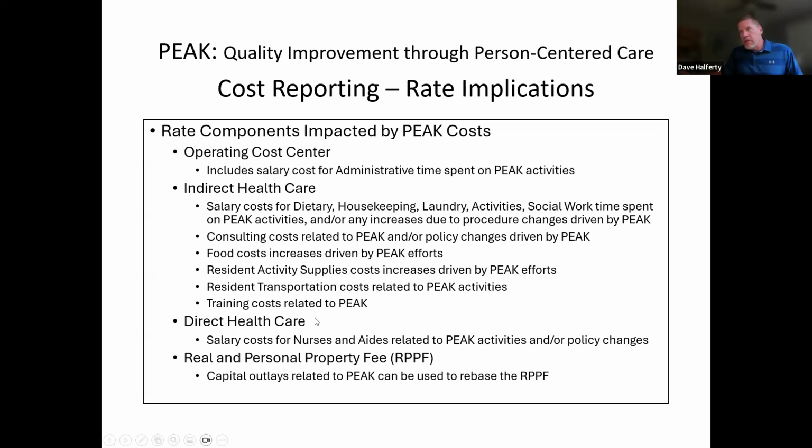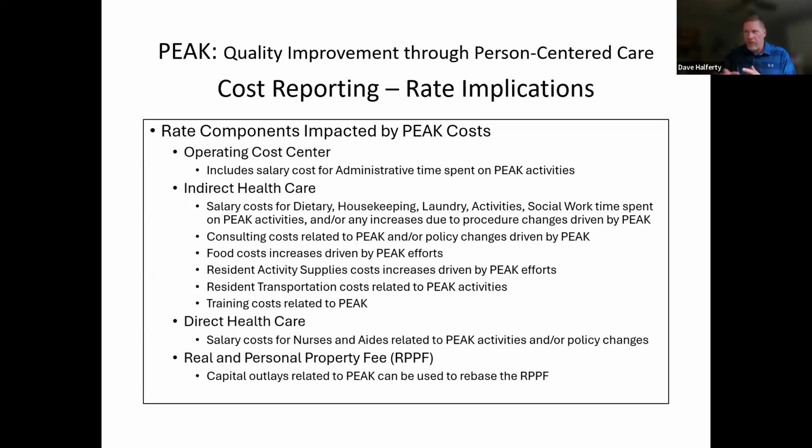The direct healthcare cost center, this is nursing and nursing supplies. So any salary costs tied to nurses or aides that's related to peak activities, or again to policy changes related to peak, that would flow into that part of the cost of the rate component. And then finally, that real and personal property fee, again, any capital outlays, so anything that's done to modify the facility in any way, those types of expenses, those can be used to rebase the real and personal property fee.